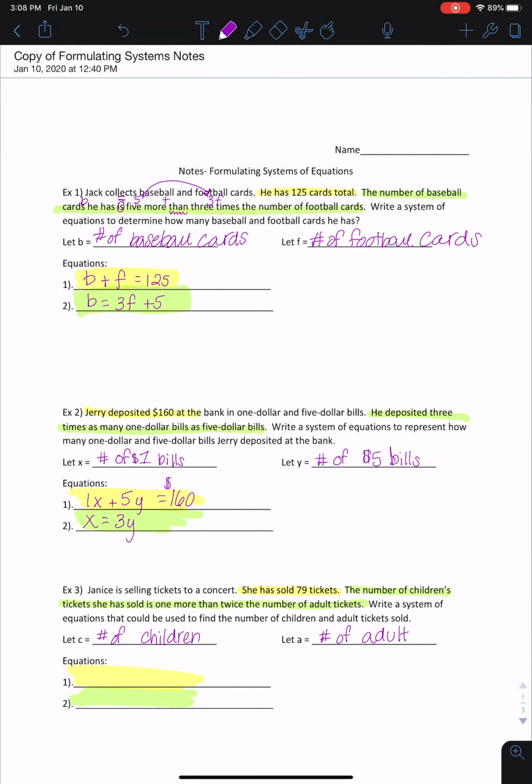Okay, so if I have 79 total tickets sold, then the number of children's tickets plus adult tickets is 79 tickets. If the number of children's tickets she has is, remember that word "is" gives you an equal sign. So children's tickets, C, is 1 more than twice adult. This word "than," though, means you're going to flip the order. So I have C equals 2A plus 1. All right, next.